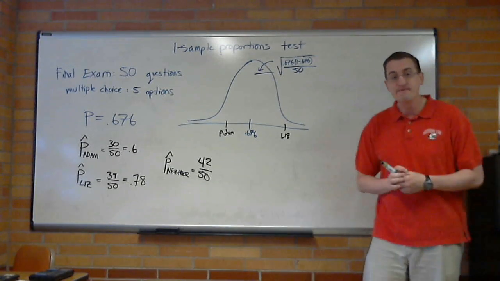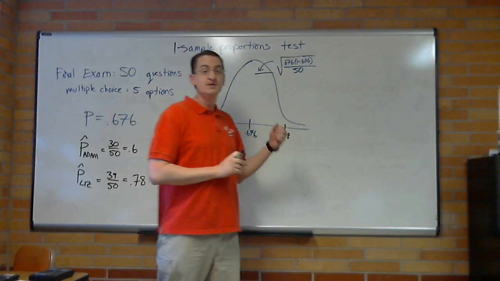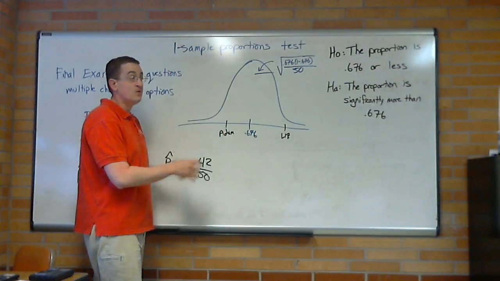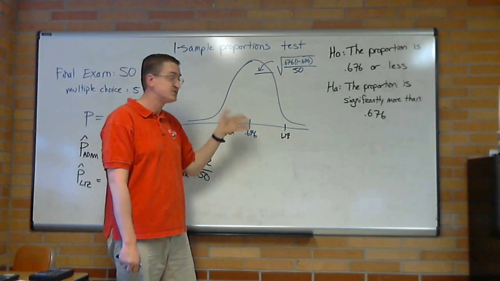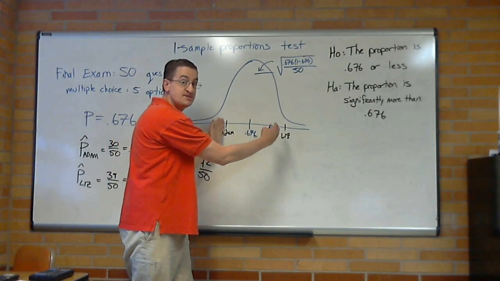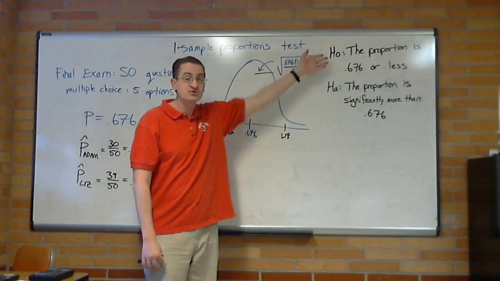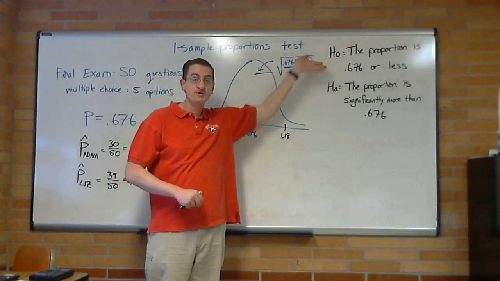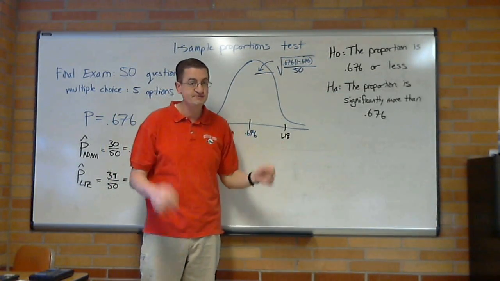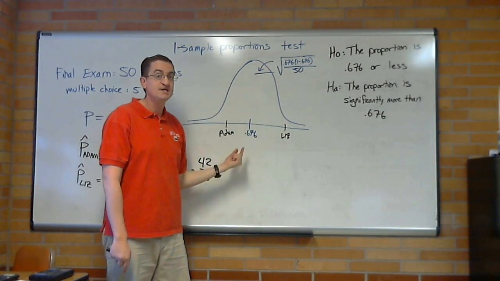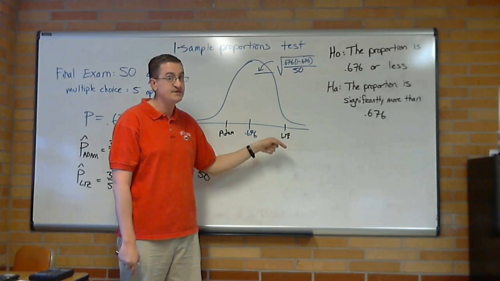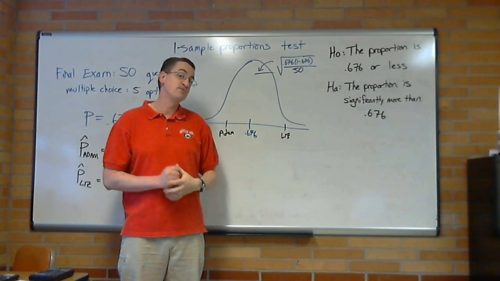So let's try a full hypothesis test, the null and alternative. We're going to have the null be the proportion is 0.676 or less, or something close to it. Anywhere in this range, we'll say the null is true, and this is where we're going to say it doesn't look like there's evidence of cheating. But here, the proportion is more than 0.676. It's more than just luck. It's significantly more, which suggests there was cheating.